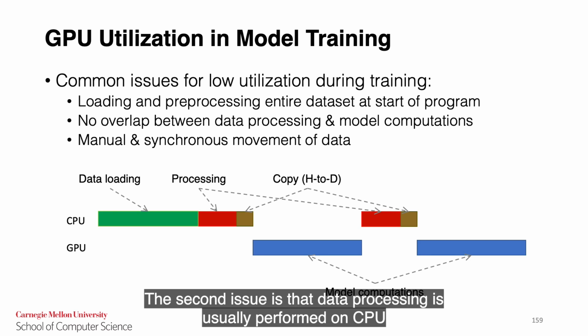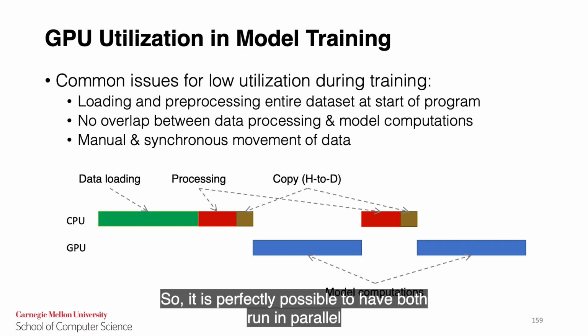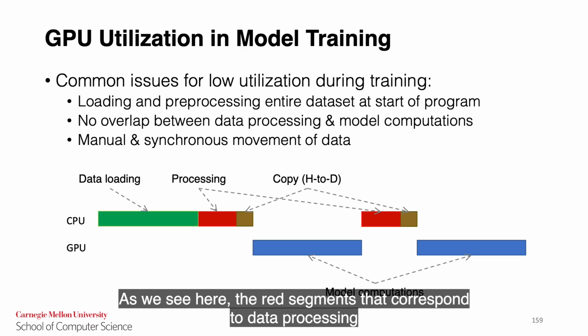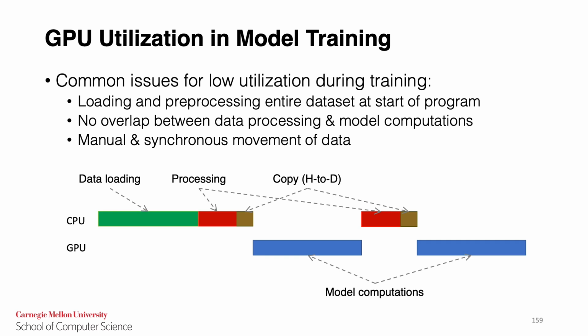The second issue is that data processing is usually performed on CPU, while the model computations are done on GPU. So it is perfectly possible to have both run in parallel. But a lot of research code is written in a single process fashion. As we see here, the red segments that correspond to data processing and the blue segments that correspond to model computations do not overlap at all.